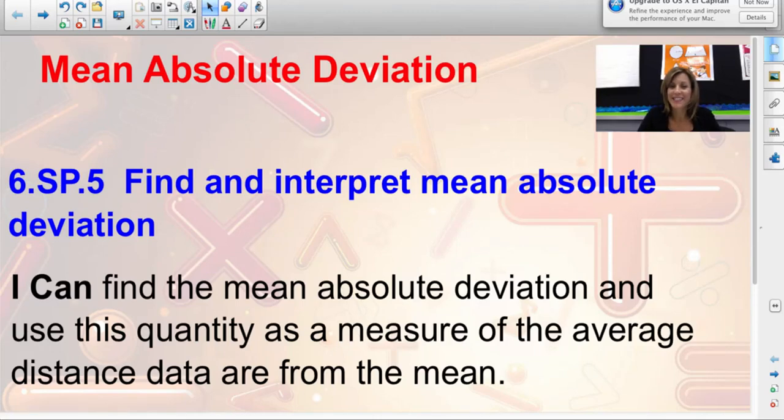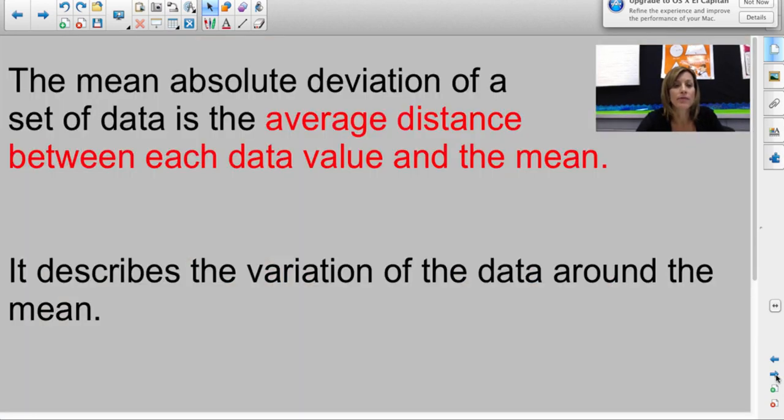Hi, today's lesson is kind of a doozy. It's mean absolute deviation. Our standard is 6.SP.5. We're going to find and interpret the mean absolute deviation. What that means is that I can find the mean absolute deviation and then use it as a measure of the average. We're talking today about the distance the mean is from the data points. So get that down. And then you have something to fill out on the second slide as well.